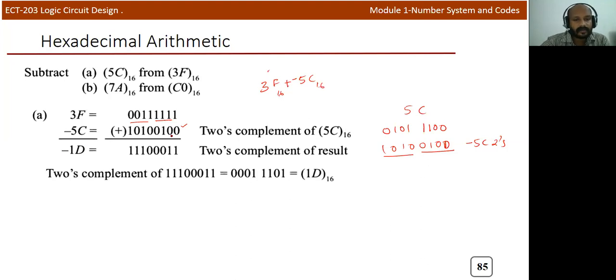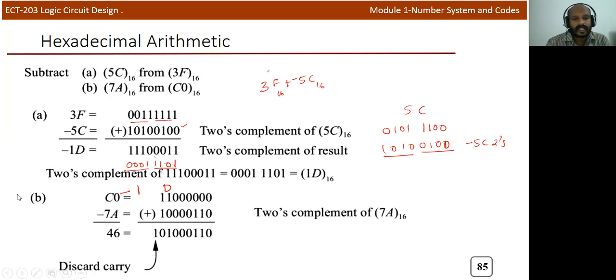So the result will be negative. And now we need to convert again into 2's complement form. So for that we'll write first 1, then 0, 1, 1, 1, 0, 0, 0. Okay. And we need to group. So if we group, this 1101 will be 13. So 13 is represented as D. Okay, this will be D, and this is 1. So 1D, and it's a negative, so minus 1D will be the answer.